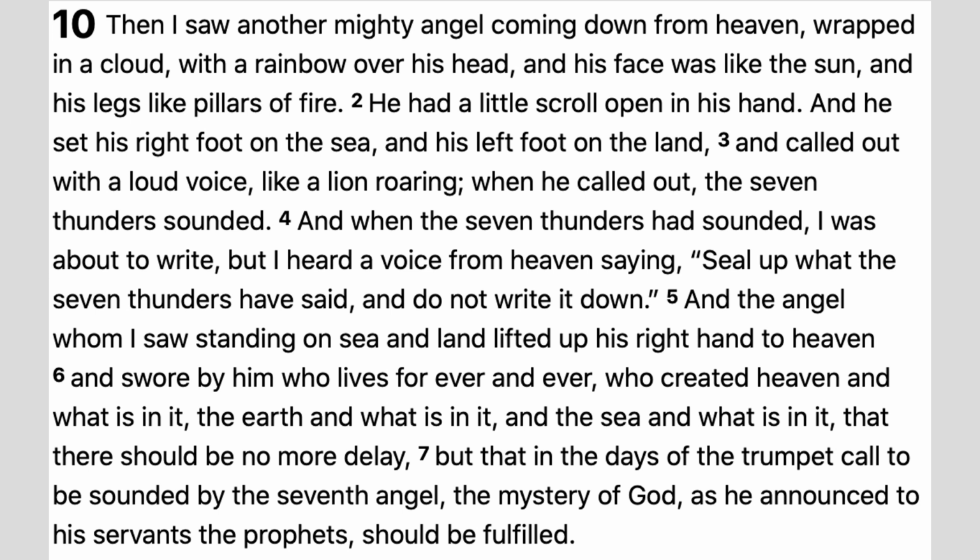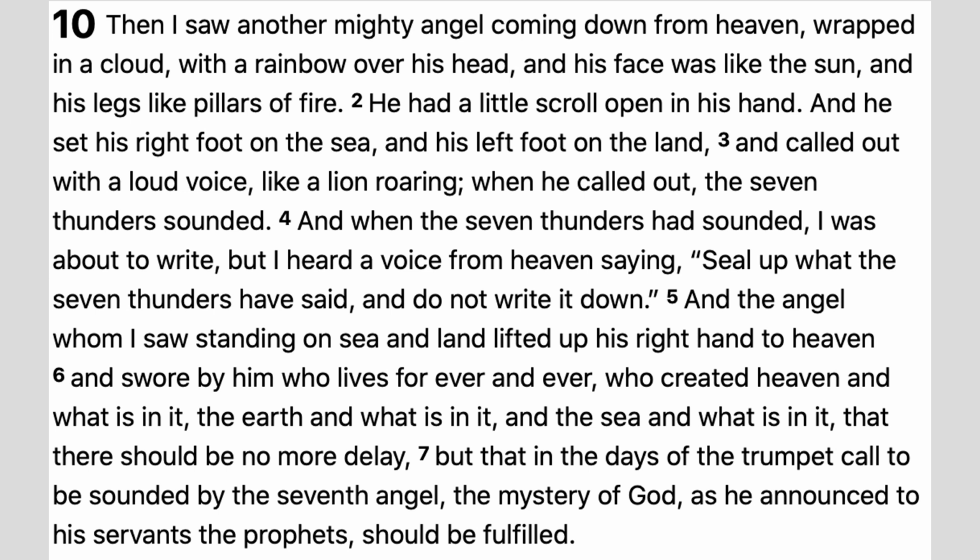And the angel whom I saw standing on the sea and land lifted up his right hand to heaven and swore by him who lives forever and ever, who created heaven and what is in it, and the earth and what is in it, and the sea and what is in it, that there should be no more delay. But in the days of the trumpet call to be sounded by the seventh angel, the mystery of God, as he announced to his servants the prophets, should be fulfilled.